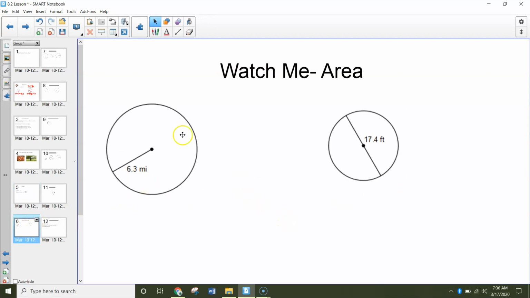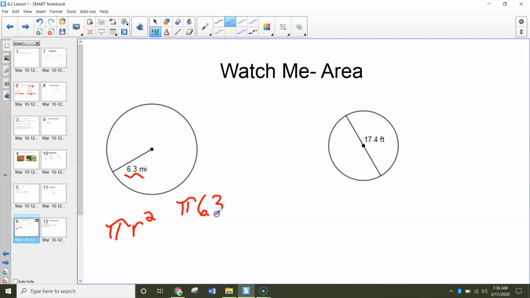Okay, watch me for area. So remember my formula is pi times the radius squared. Here my radius is 6.3. So in my calculator I'm going to do pi times 6.3 squared. And that gives me 124.7.